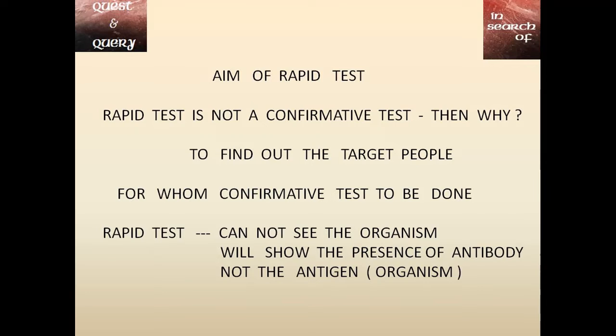So the rapid test, as I told you, cannot see the organism. The rapid test will show the presence of the antibody against that particular organism. Here, the rapid test will show the antibody produced by the immune system, and we know this antibody is very specific to that particular virus. That means what? If the antibody is there in the blood, that means the organism has entered your body. That is why you see this antibody. So the rapid test will see only the response of the body in the form of antibodies. It cannot see the antigen. It cannot show the organism. Right.